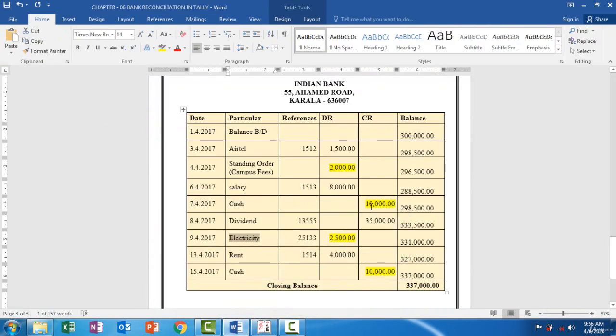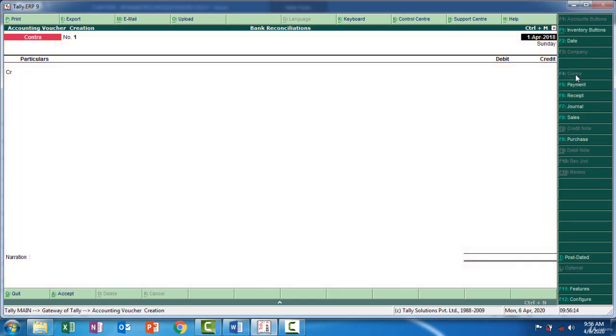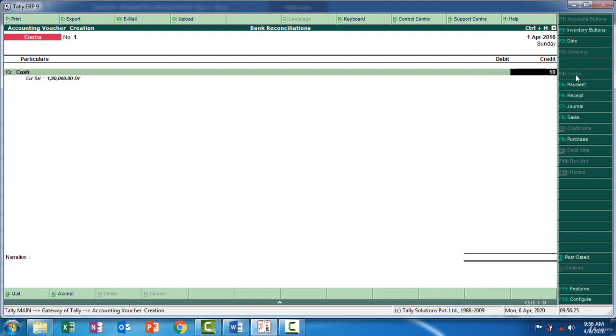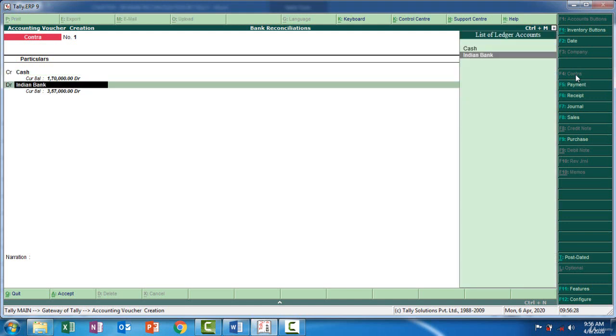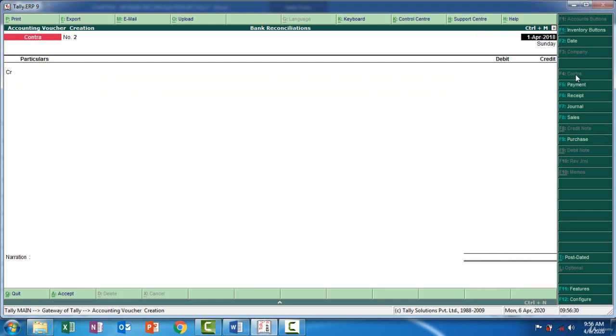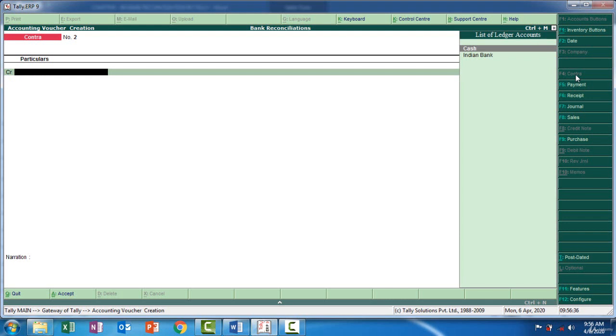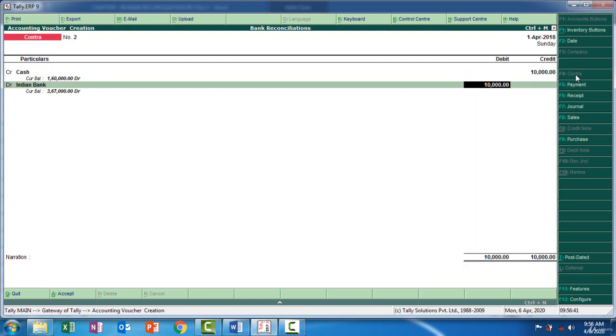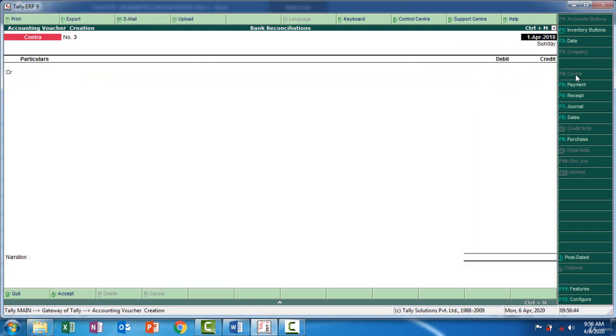Another one is cash deposit 10,000, cash deposit 10,000. It comes under the contra voucher. So I'm going to press the F4 key, contra voucher. So cash deposit 10,000. First credit is cash 10,000 and debit is Indian Bank 10,000. The other one is credit cash 10,000, debit Indian Bank 10,000. Okay, right, everything is done.